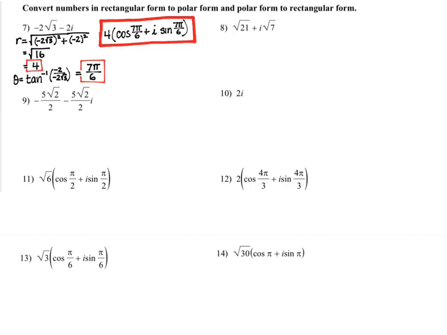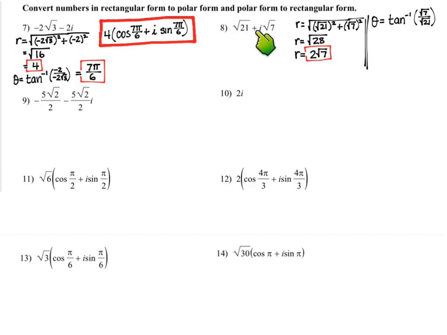We're going to do the same thing with the next problem. We're going to find the r. In this case, it says the square root of 28. Please make sure you simplify that to 2 root 7. Now I'm going to do the theta. And for finding theta, it's arctan. And I notice, again, this is in quadrant 1. So I'm straight up having memorized, and so I'm going to simplify that. And we get the arctan of 1 over square root of 3.